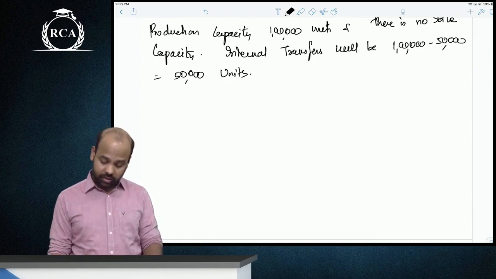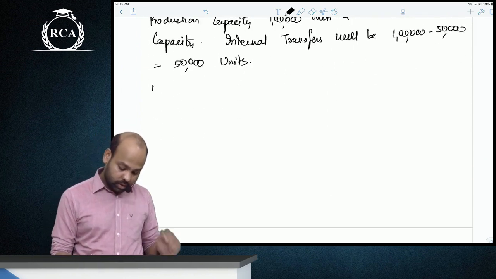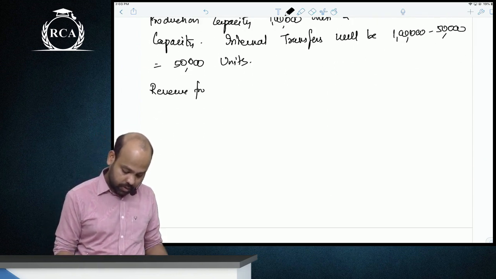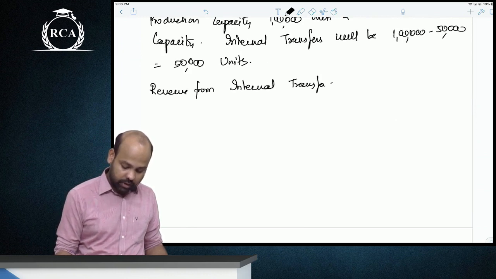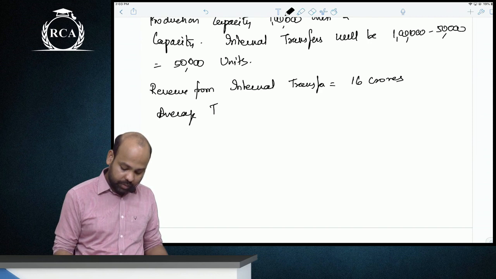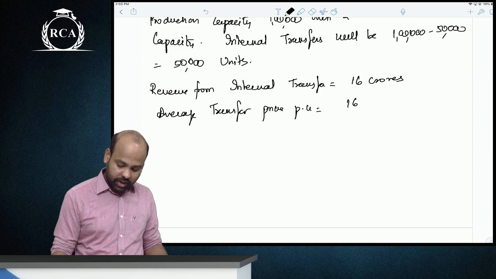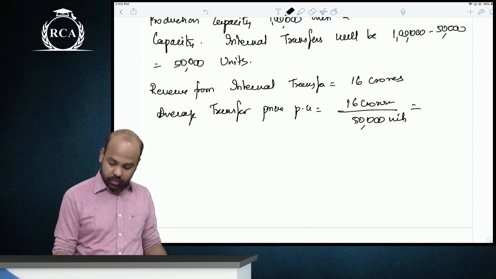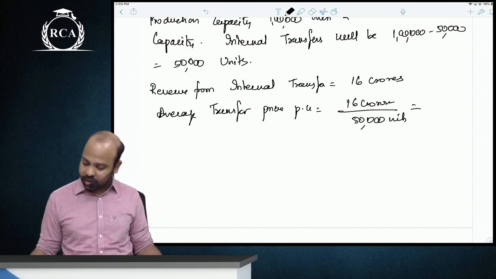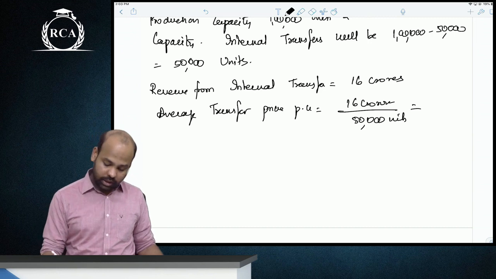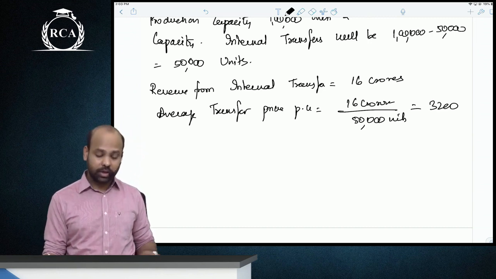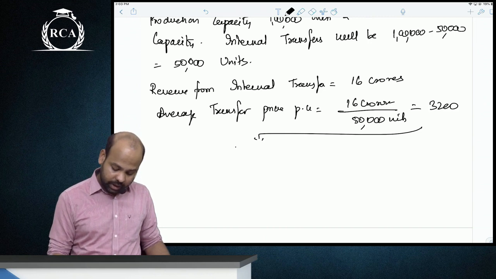कैसे करोगे बेटा इस? How will you do this, beta? The revenue, guys, from internal transfers is 16 crores. So our average transfer price per unit, sun lo ghado, would be 16 crores divided by 50,000 units, guys. 3,200 rupees. So I would say, beta, that this includes variable cost.